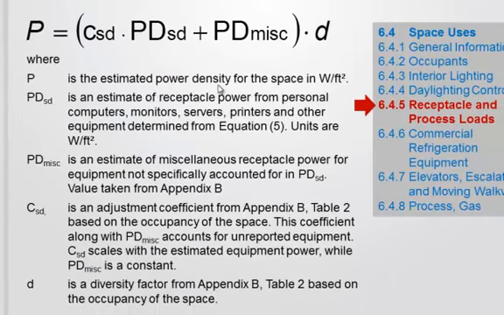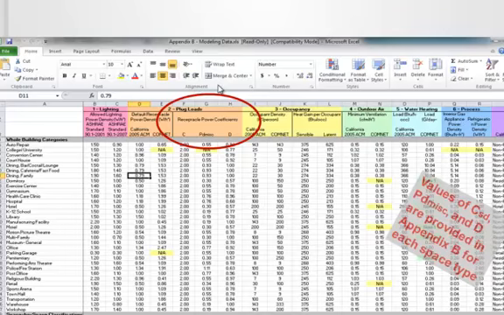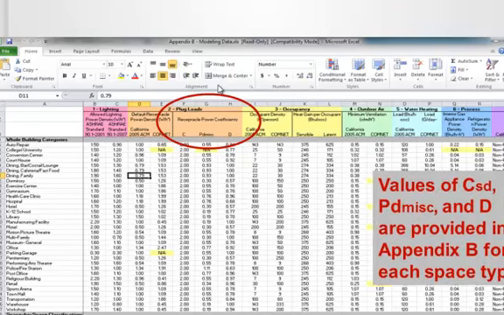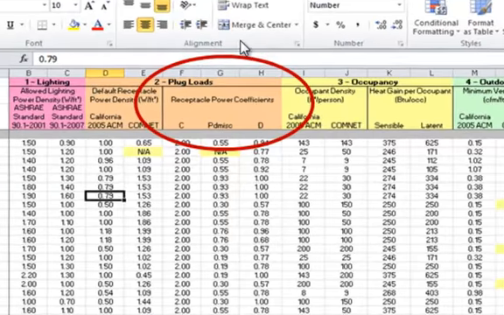And then these three values, C sub SD, PD miscellaneous, and D, the diversity factor, are all taken from Appendix B. These values are given under the plug load section. Here are the values for C, the power density for miscellaneous, and the diversity factor D.